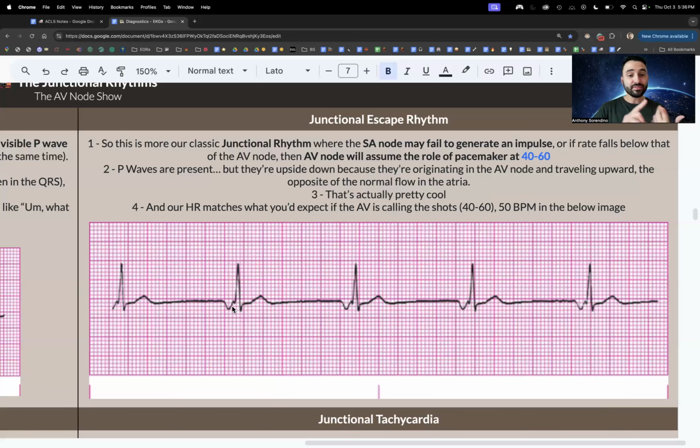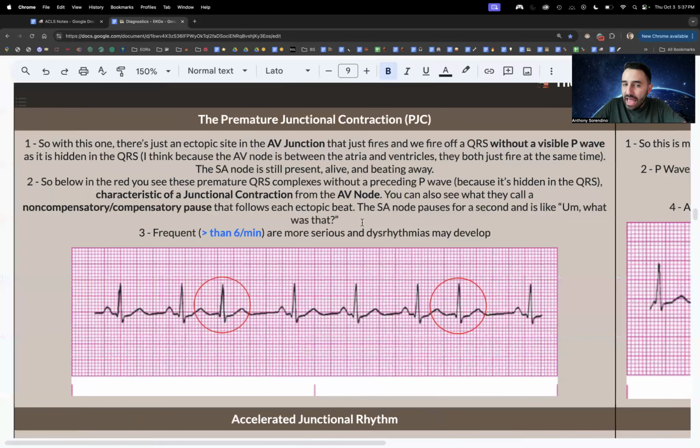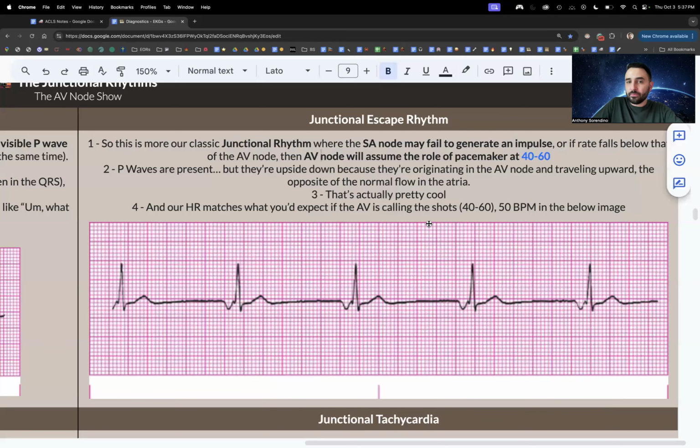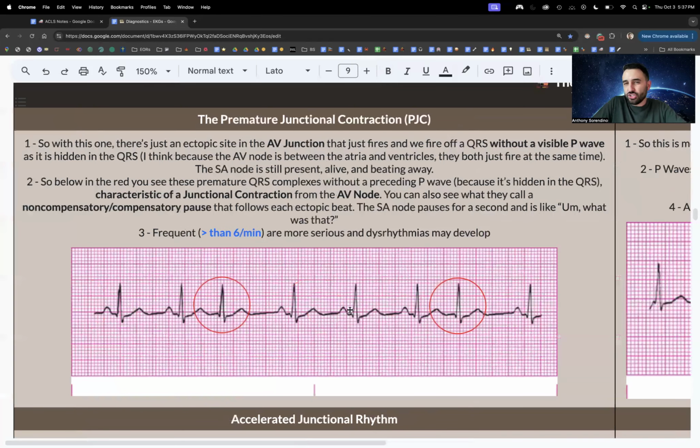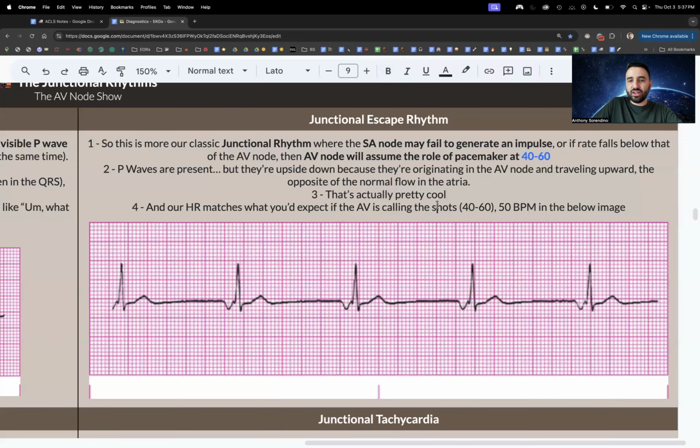So if you see the absence of P waves for a PJC or upside down P waves, that's all going to be junctional territory, okay? P waves are present, but they're upside down because they're originating in the AV node and traveling upward, the opposite of the normal flow in the atria. And that's because the AV node has become the official pacemaker. I don't know exactly why you potentially couldn't see that with a PJC. I don't know why this one is so fast that the P wave is hidden here and this one is upside down. I'm sure there's a reason and something I'm missing, but just knowing this is junctional is going to be good enough, right?